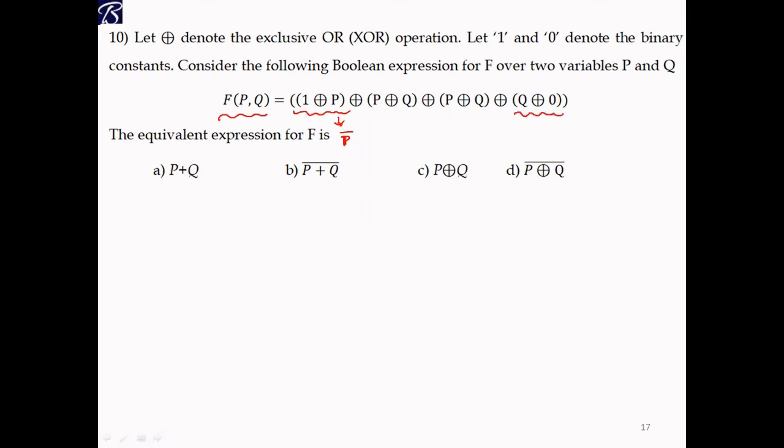Now consider this one. One of the inputs is 0 for this XOR gate, so it acts as a buffer. So what is the output here? This is Q. Now consider this part.